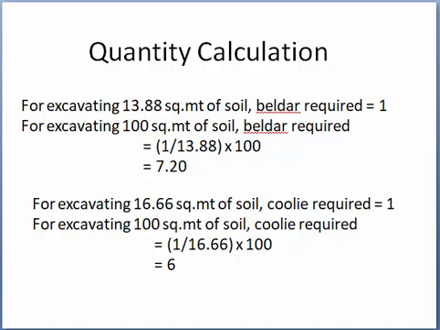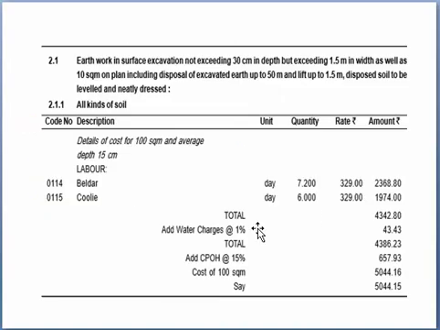In the same manner, for excavating 16.66 square meter of the soil, the coolie required is 1, and we have calculated for the excavation of the 100 square meter of soil, the number of coolies required will be 6. So this quantity, 7.20 for Beldar and 6 for the coolie, has been taken into this analysis.